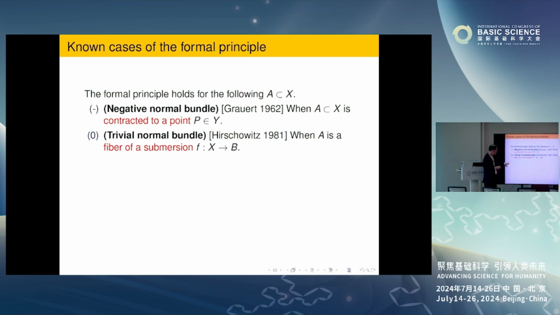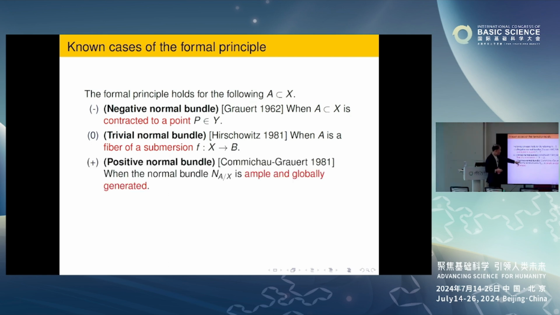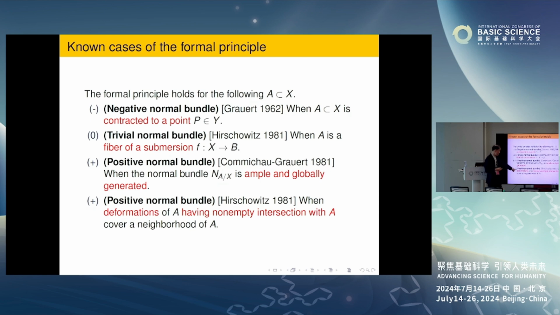And then there's also the positive normal bundle case. One case is Commichau and Grauert. When the normal bundle is ample and globally generated, then the formal principle holds. There's another case, Hirschowitz, when the deformations of A, having non-empty intersection with A inside X, cover a neighborhood of A. So this is some geometric condition.